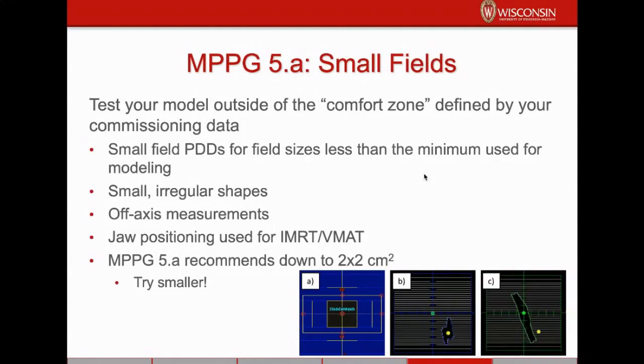Look at small irregular shapes, which are common in IMRT and VMAT. Look at off-axis shapes, which are common in IMRT and VMAT. When you do your dose calculations, use jaw positioning that is used for IMRT and VMAT. Typically, the jaws are more open than for conventional fields, sometimes very open for very large fields, but small segments. So, maybe simulate big open jaws and a small field within those jaws.